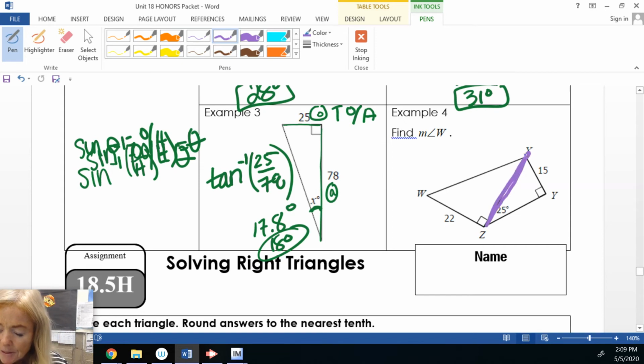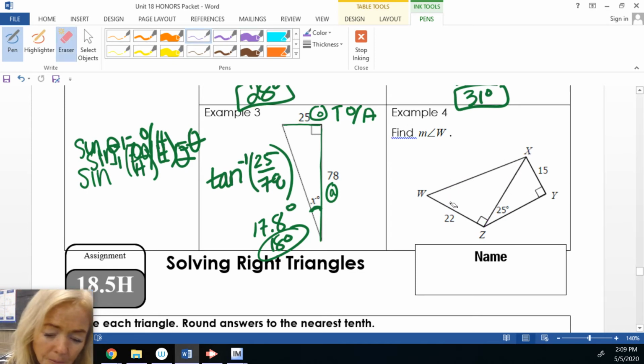But anyway, this is our side that's between them. Now, what we're asked to find is the measure of angle W. That's kind of thick. Let's do that one. Okay, so we want the measure of angle W. So if we want the measure of angle W, then what we can do is find this side because it's the side that combines both triangles.